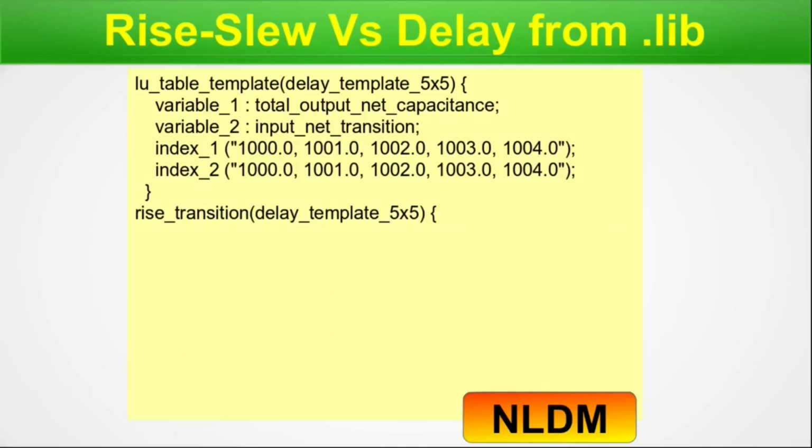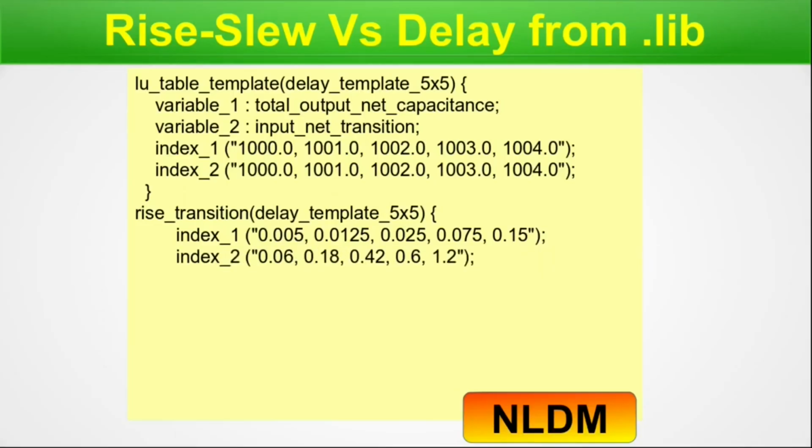Rise transition, this will be definitely inside a cell. Then delay template 5 by 5, so we have a 5 by 5 table here. Index 1, now you can see that index 1 has again 5 values, but they are different from the initial values. So these are actual values of the cell. So these override the initial template values. Index 2, which is the column index, and index 1 is the row index, again has 5 different values than the template values. So this overrides the template values whichever were defined earlier.